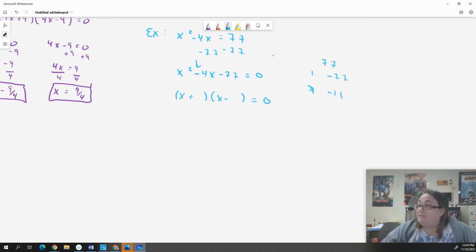Those are my only factors of 77, and luckily they work, right? Negative 11 plus 7 is negative 4. And all we have to do is put the 11 in here and the 4 in here. And then we can go ahead and find our solutions, right?